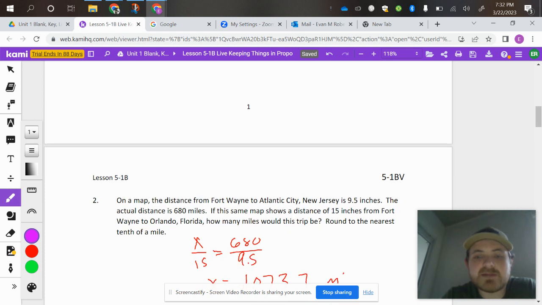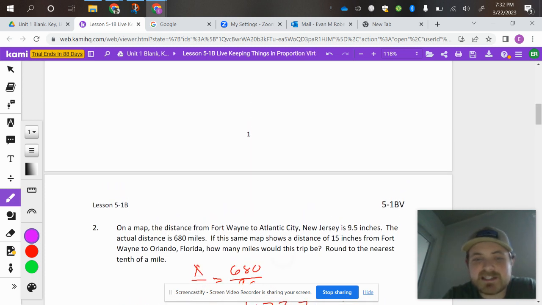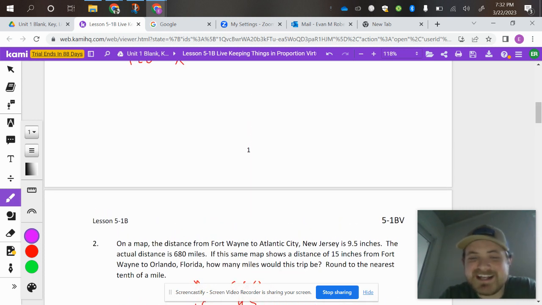So again, this is not how much Evan needs to make in order to leave teaching, but a similar scenario where this could possibly work. If we're going to Atlantic City, it's 9.5 inches on the map, and the actual distance is 680 miles. If I'm going to Orlando and that's 15 inches, how many miles would that be?